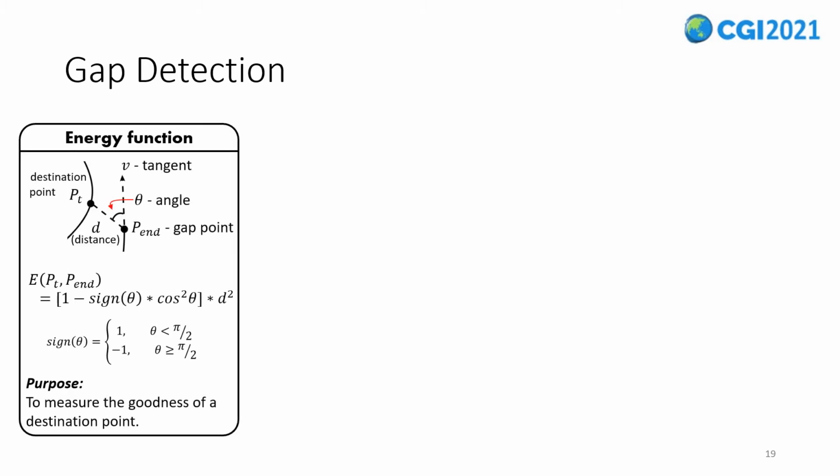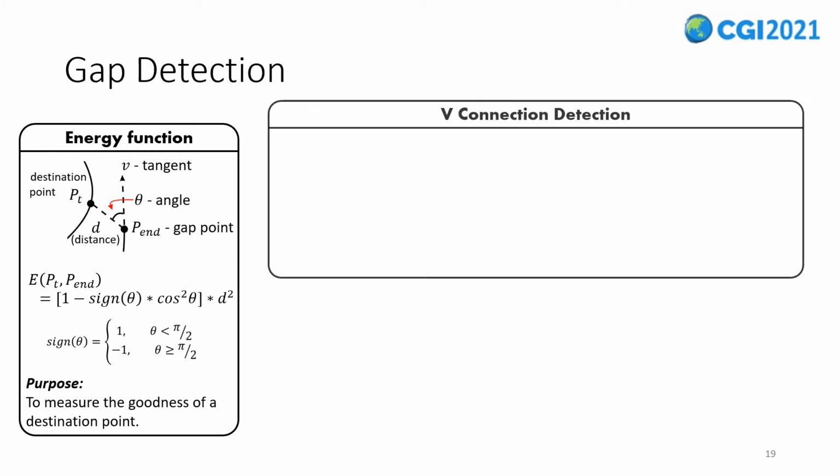As we introduced earlier, some previous methods produce non-smooth results. Therefore, we propose an energy function to measure the goodness of the destination point, PT. As this energy function is an increasing function, when the destination point deviates drastically, the energy will be high.